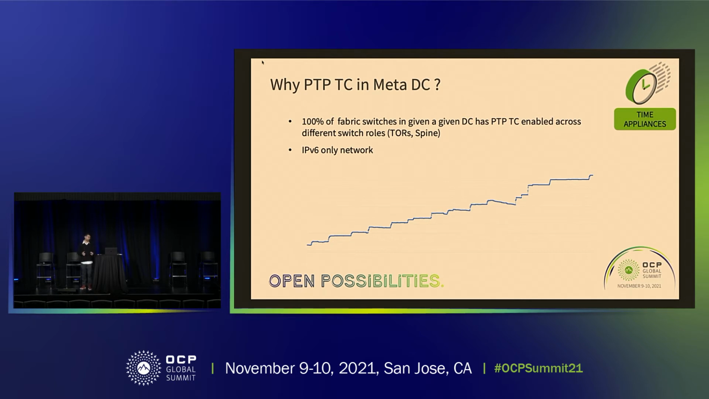We did run into small issues early on, but we were able to navigate through them and safely deploy this into the network without causing any incidents or disruptions. And of course, the TC, as in Meta DC, is an IPv6-only network.